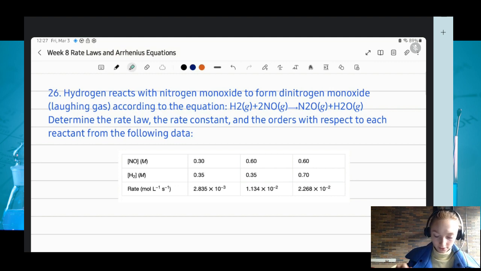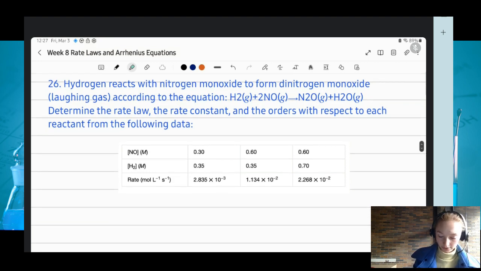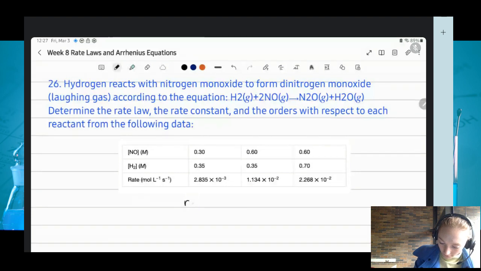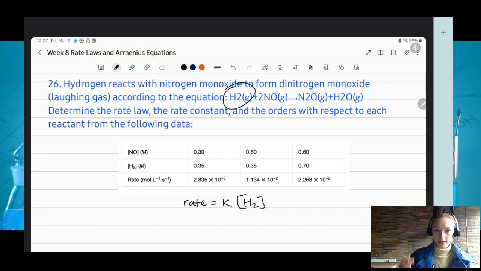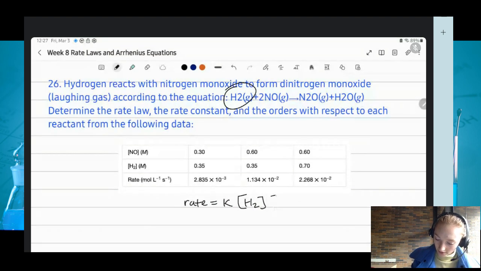Okay, so let's write down the rate equation first. So the rate equals the K constant times the concentration of one of the reactants. So one of them is going to be the H2. And I'm going to leave the exponent blank for now because we will figure out what the order number is. And then times the concentration of the NO.